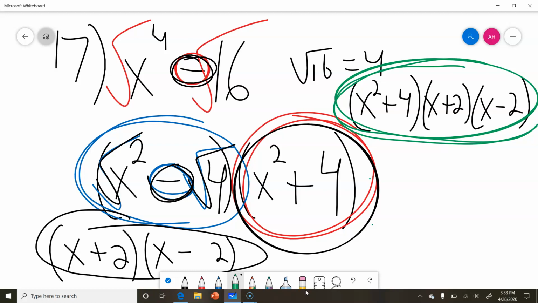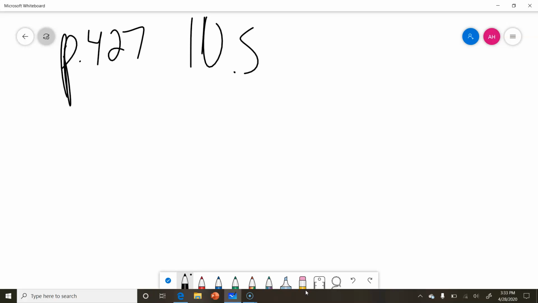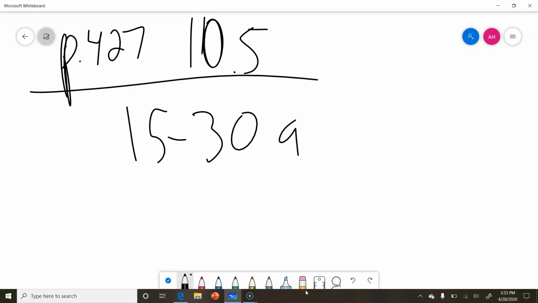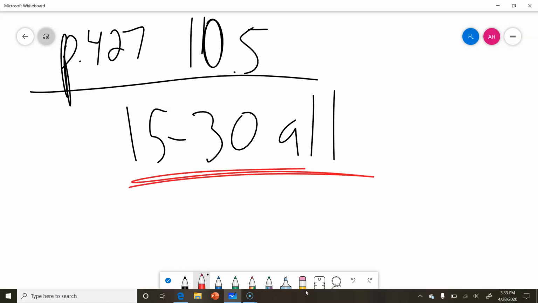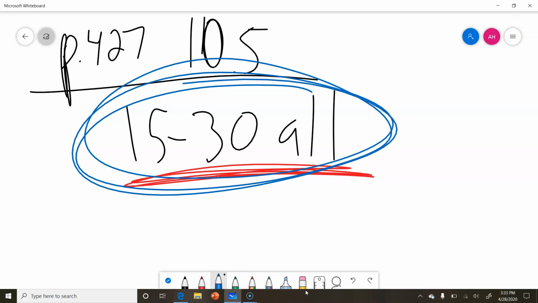So here's the homework that we're going to be doing. This is page 427, and this is 10.5, and we are going to be doing numbers 15 through 30 all, okay? And I already did 4 of them for you, so that leaves a little fewer for you to do, but there is the homework, 15 through 30 all. Okay, hope that makes sense. Please email me if you have questions.